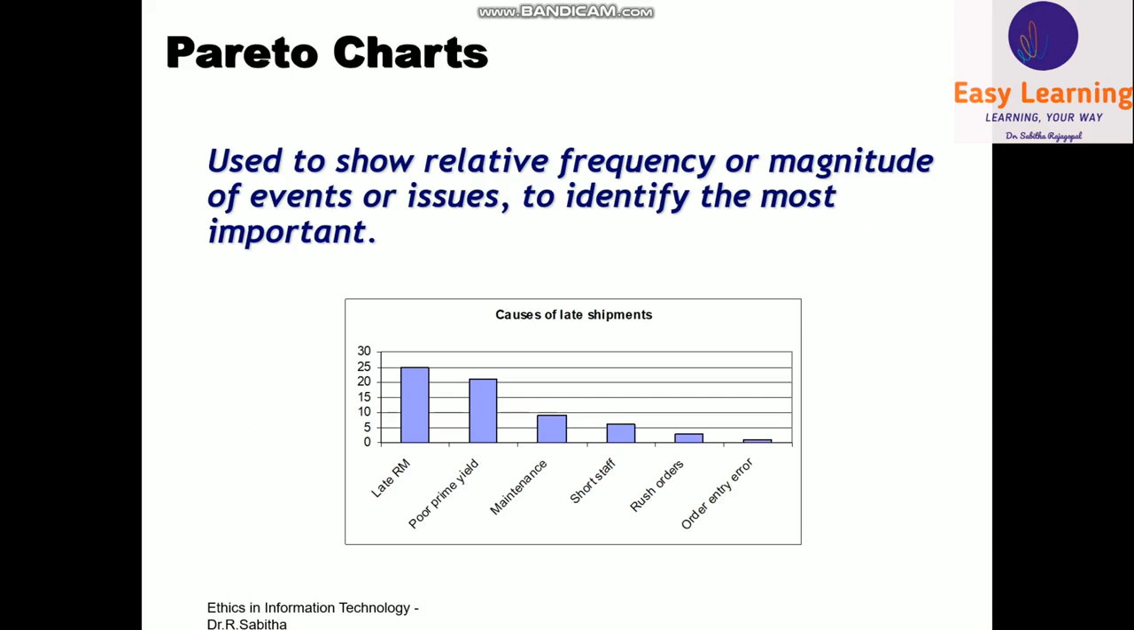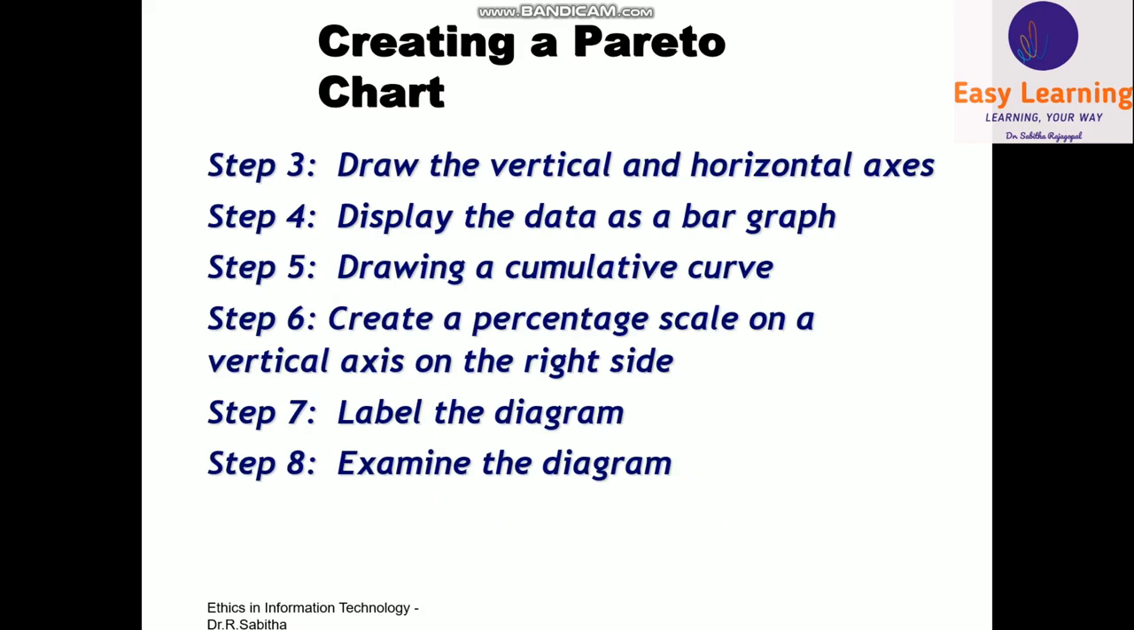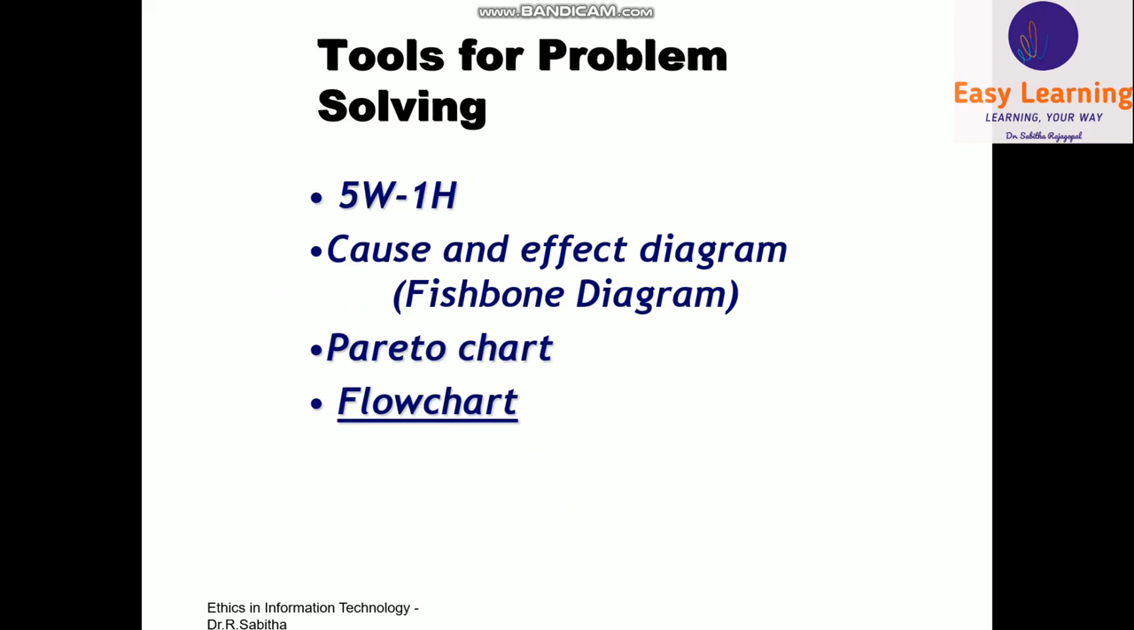Next is your Pareto chart. A Pareto chart is a chart which will show the frequency or magnitude of the issue. You might have n number of problems, so you have to identify which is the highly prioritized problem that has to be solved immediately. That could be analyzed using the chart. A chart is again a visual tool which will help us to understand clearly what the problem is.